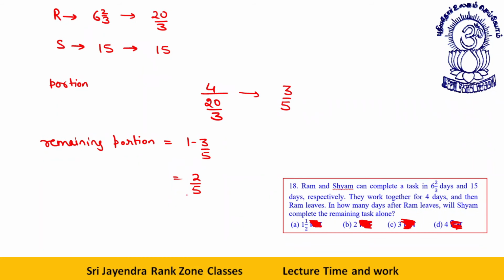So this 2/5 is done by Sham. Sham does 2/5 of the work in how many days? That is 2/5 of 15, that is 6 days. So Sham takes 6 days. Out of 6 days, he has already spent 4 days with Ram. So how many more days are left? 2 days more of work for Sham. Is this clear?